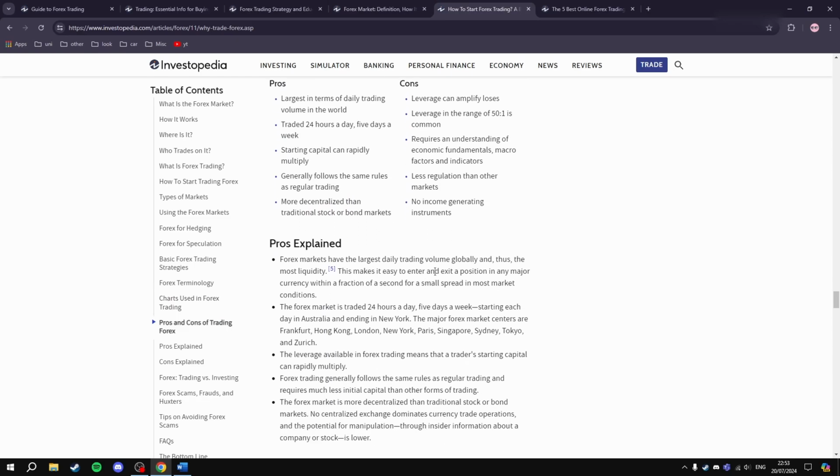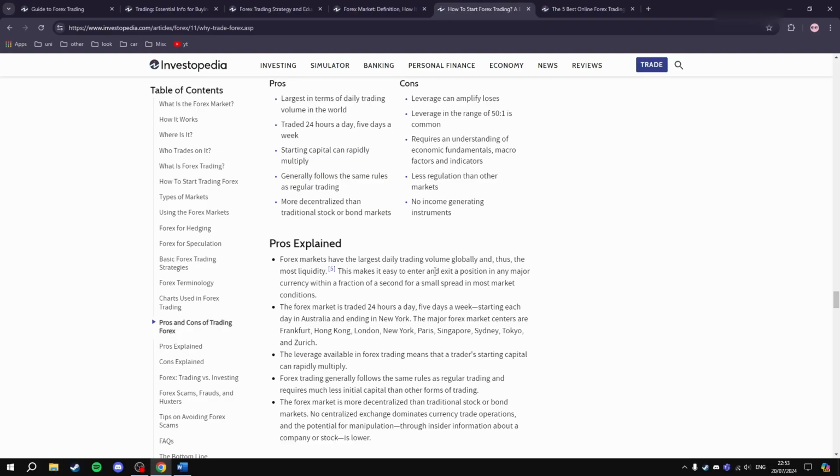Cons: leverage can amplify losses. Leverage in the range of 50 to 1 is common. Requires an understanding of the economic fundamentals, macro factors and indicators. Less regulation than other markets, and no income generating instruments.